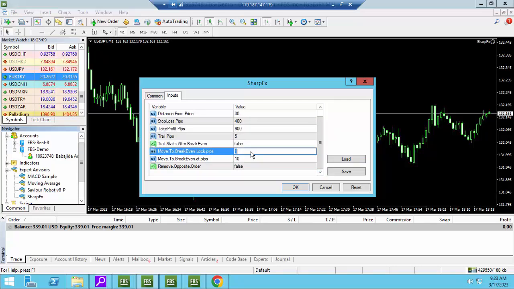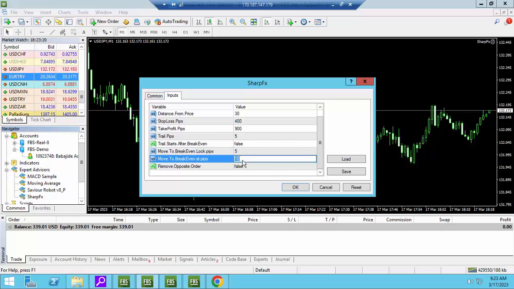You make it 0.5. Why? You make it 5, sorry. So that is like 0.5 pip. So make it 5. Move to break even at pip, make it also 5, because that is just 5 micro pips, because we are dealing with a 4-digit broker. Then remove opposite order. You might make this one true or false.